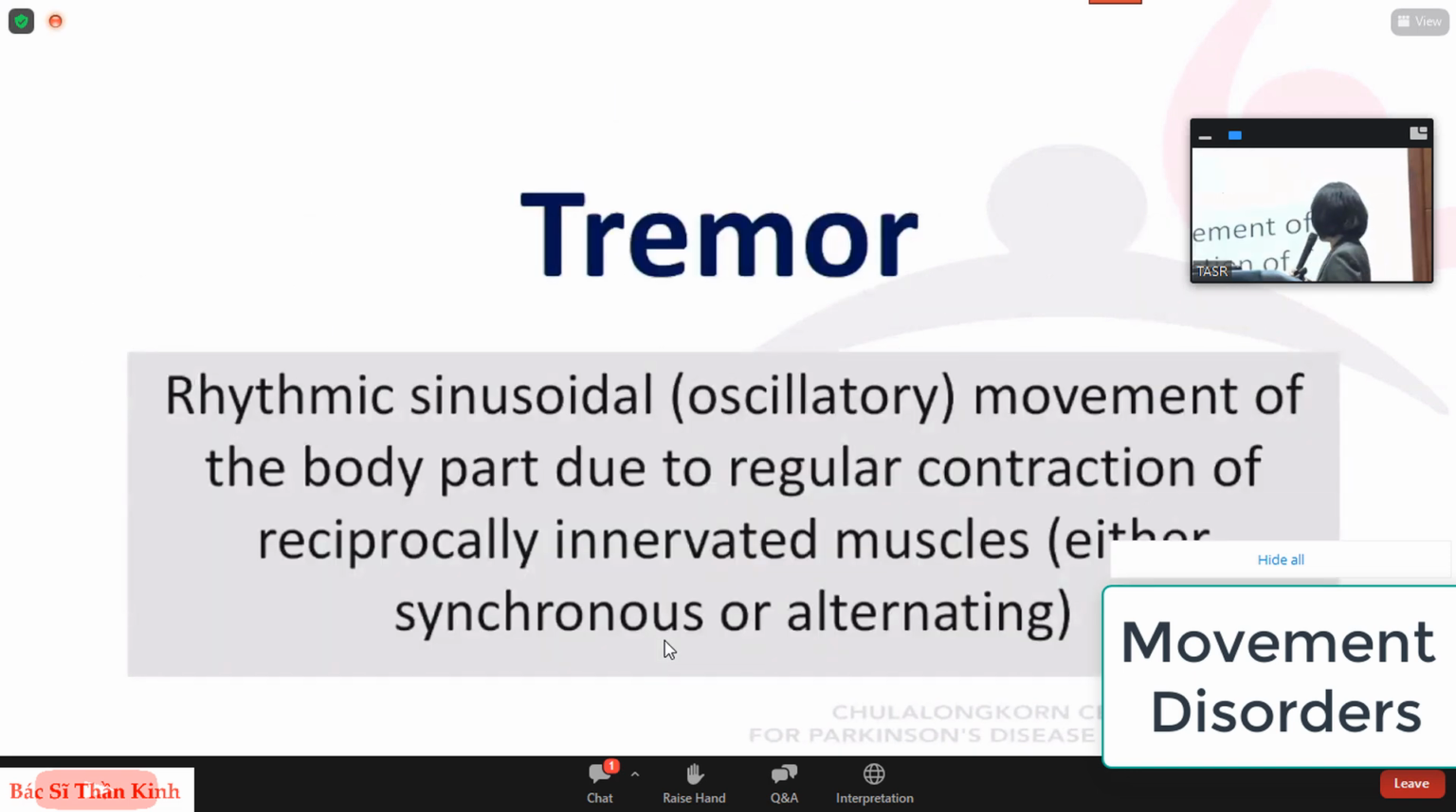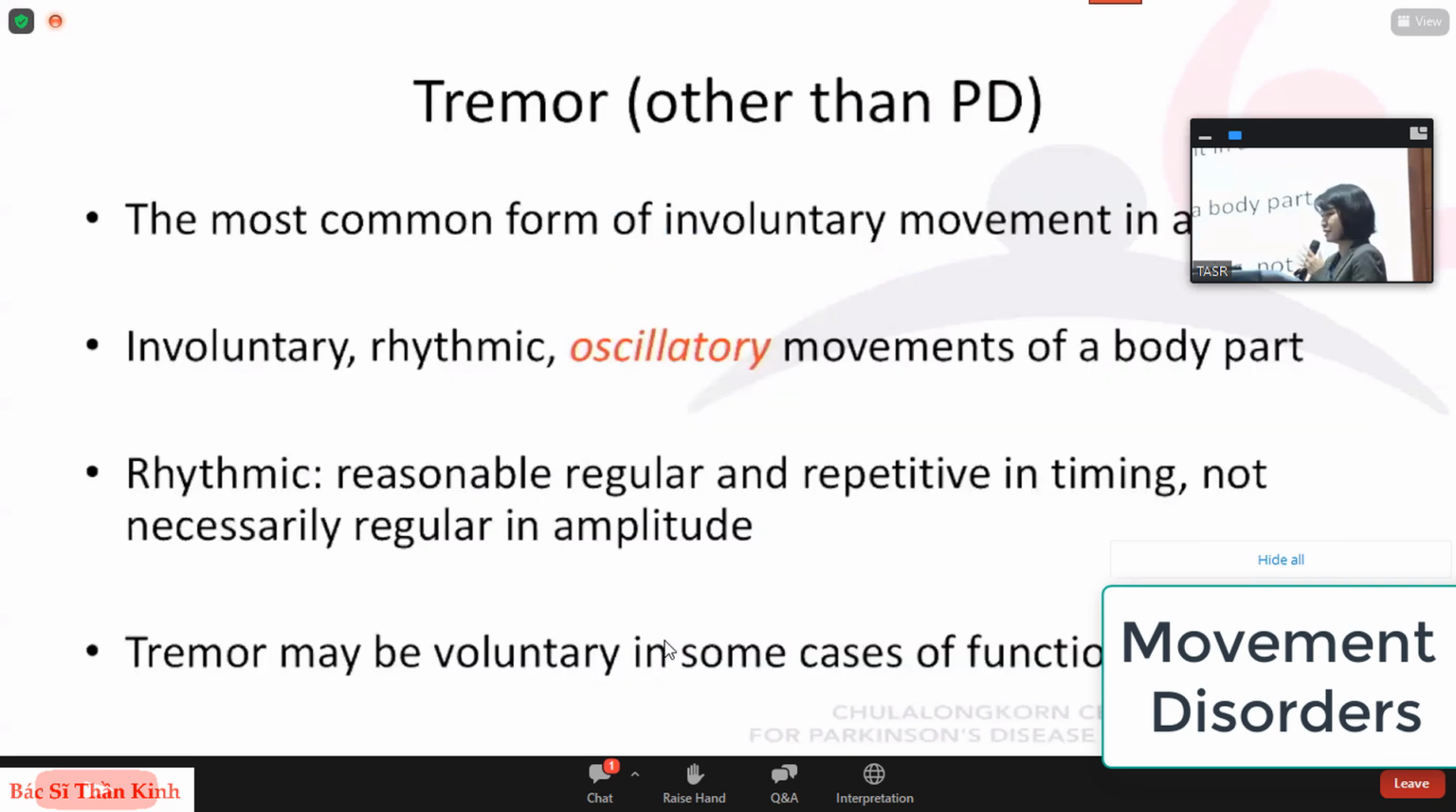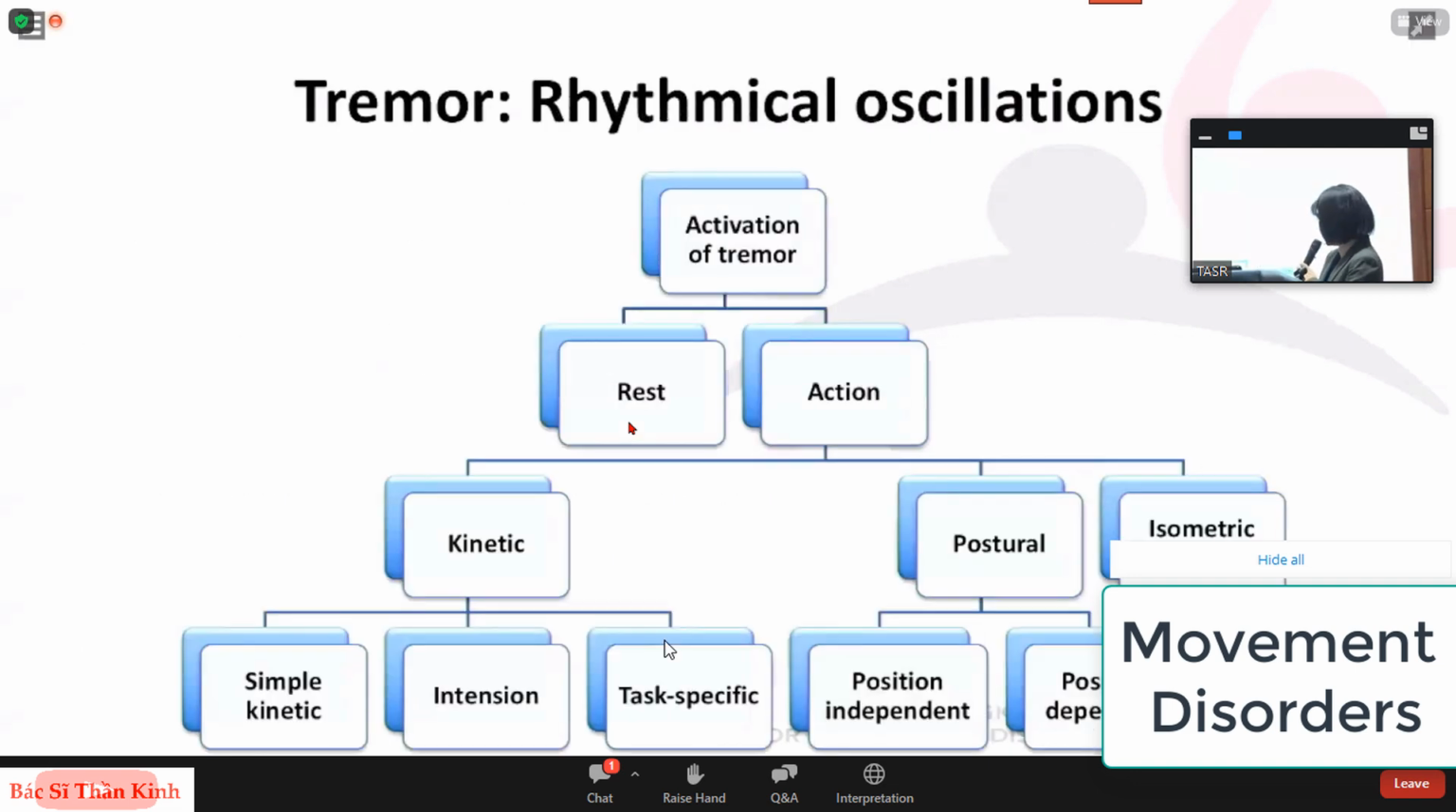And I would like to recap again the definition of tremor: the rhythmical sinusoidal oscillation movement, where the oscillation is one of the key points of the definition of tremor. And also I would like to emphasize again, tremor is the most common form of involuntary movement disorder in adults. And we can classify it into rest and action, and action can be classified into kinetic and also postural and isometric.